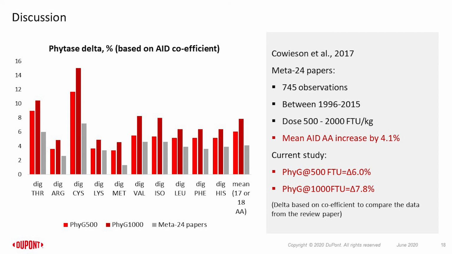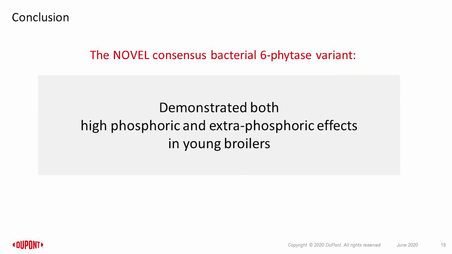Clearly, the data from this study demonstrated that this phytase is highly effective in improving amino acid digestibility, demonstrating a higher extra-phosphoric effect. In conclusion, this consensus bacterial 6-phytase variant is effective in both phosphoric and extra-phosphoric effect.